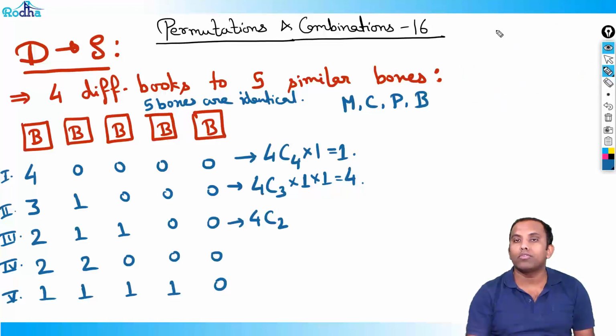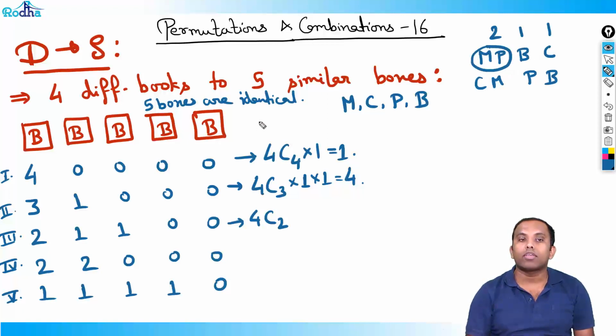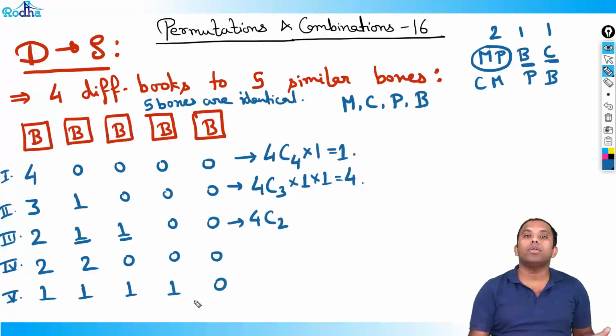So once you make a group of 2-1-1 here, you select maths and physics, bio and chemistry are left. You select chemistry and maths, physics and bio are left. That means once you select these 2 books, you have to make 2 groups of 1-1 book. You don't have any option to select, because in one hand you have 2 books and the other hand you have 2 books to make groups of 1-1. So in each group only 1 book will go. So no other option of making any group.